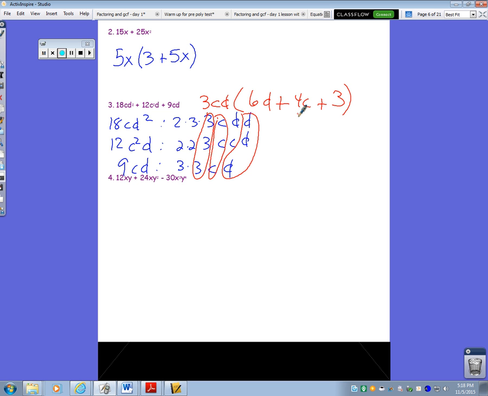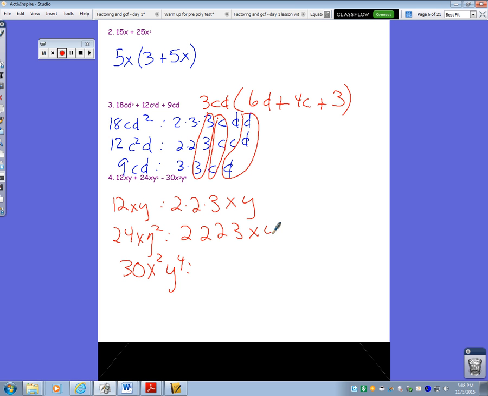So it works. So here I have 12xy, 24xy squared, and 30x squared y to the 4th. If you'd like to turn off the video right now, you can do it yourself before I do it, and then we can see if our answers match. If you feel like you need to see another example, feel free to keep watching.